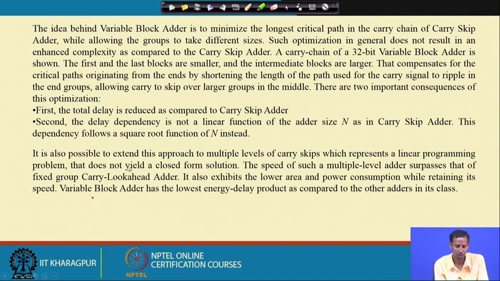It is also possible to extend this approach to multiple levels of carry skip, which represents a linear programming problem that does not yield a closed form solution, and the speed of such a multiple level adder surpasses that of the fixed group carry lookahead adder. It also exhibits low area and low power consumption while retaining its speed. The variable block adder has the lowest energy delay product as compared to the other adders in its class.